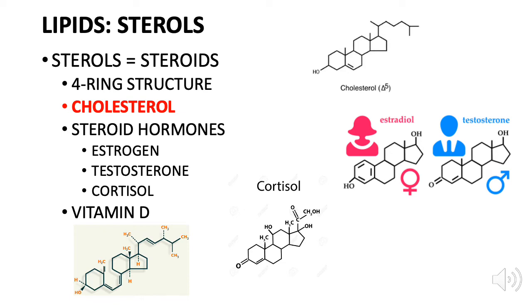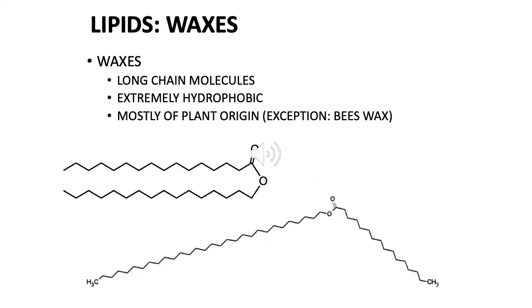So make sure that you know the basic structure of sterols. These are still lipids, they're still hydrophobic, but their structure does not resemble the two classes we have just previously looked at. Know the representatives, and we just got one more group to look at, and let's see what that is. Our final category of lipids are waxes.